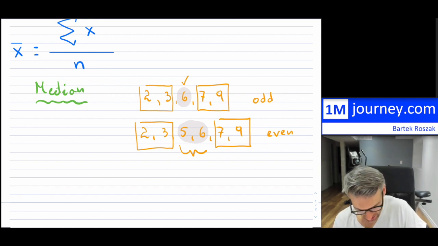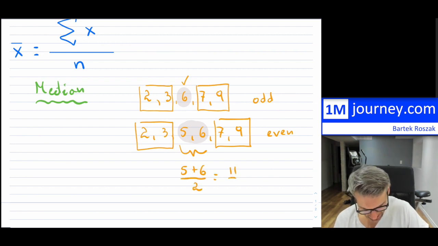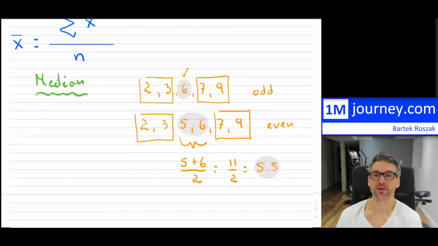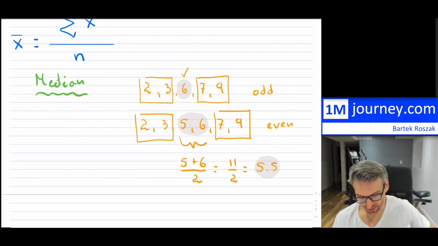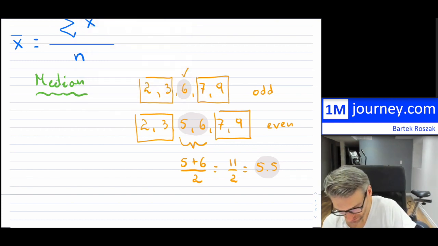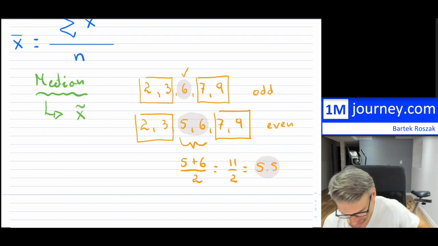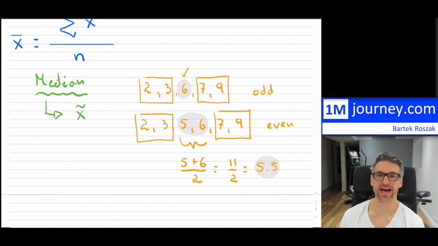So for instance, your median is going to be 5 plus 6 divided by 2. So in this case, it would have been 11 over 2, which is just 5.5. And that number becomes your median. So that's what we have. Now, the symbol that we utilize for median, again, it will depend on your teachers and professors, but we typically like to put a little squiggly line over the x, and then we call that the median. So that's how you calculate a median.